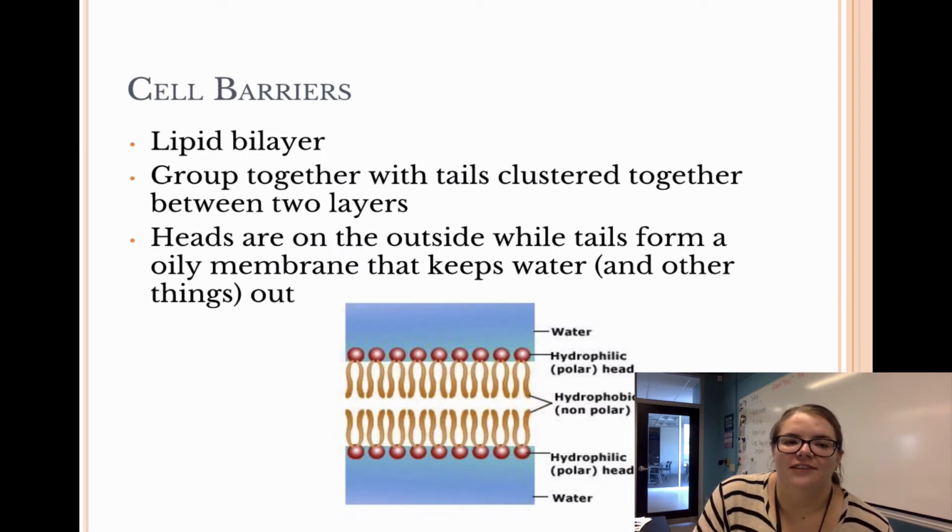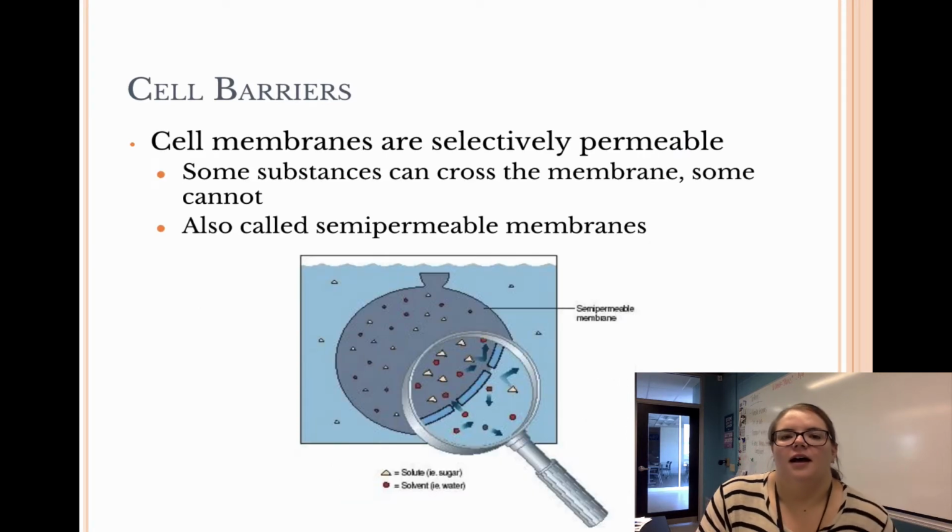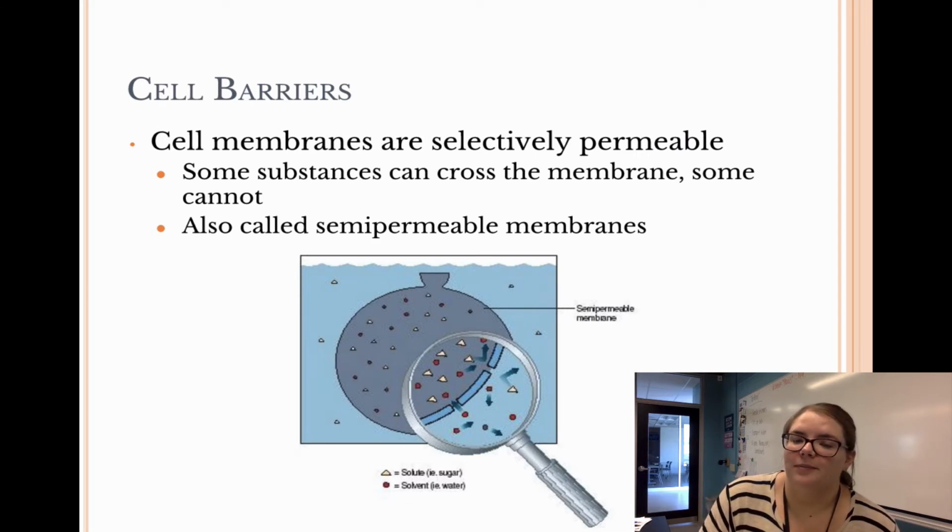So again, you have this lipid bilayer, two layers of lipids. The outside are hydrophilic, water-loving. The insides are hydrophobic, water-fearing, and this gives you that waterproof barrier. And this is why the cell membranes are selectively permeable, or what we call semi-permeable. So it means the same thing, right? It means some things can get through, other things can't.